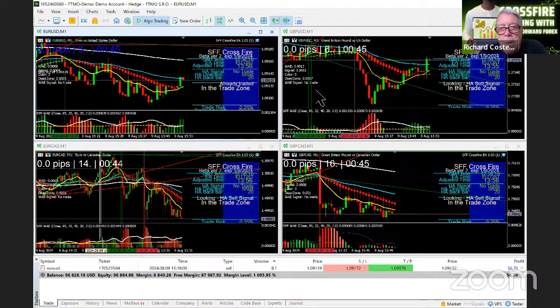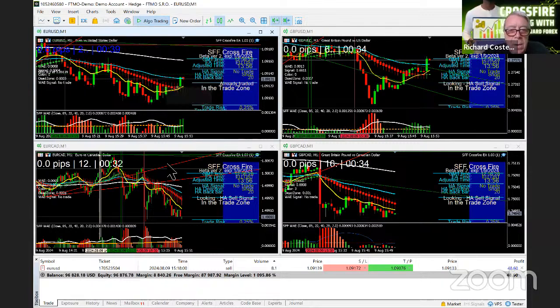In the meantime, I'm going to look. We're in a trade here, so it's saying already traded. It won't get me into another trade once we get out of this trade. On this pair, it hasn't taken the trade yet, so it's saying I'm currently looking for a sell signal because the Heiken-Ashis are red. But what it will do, just to explain something else, if I make this bigger.